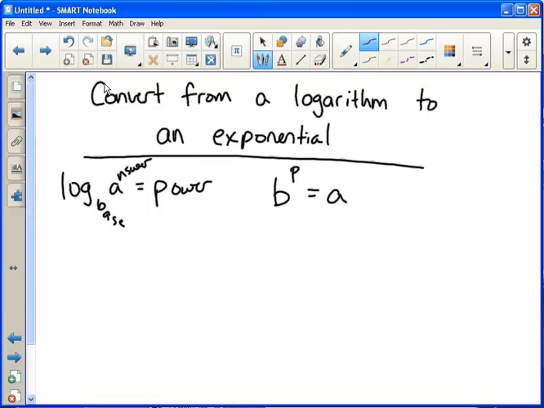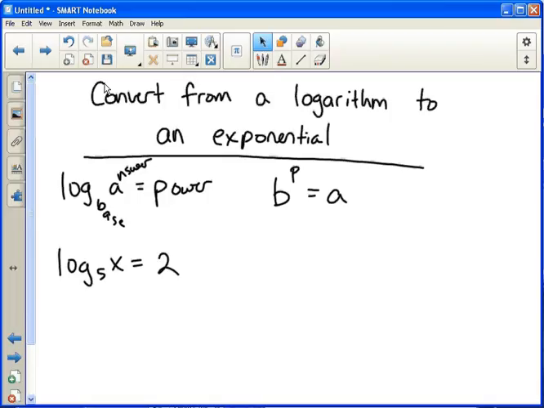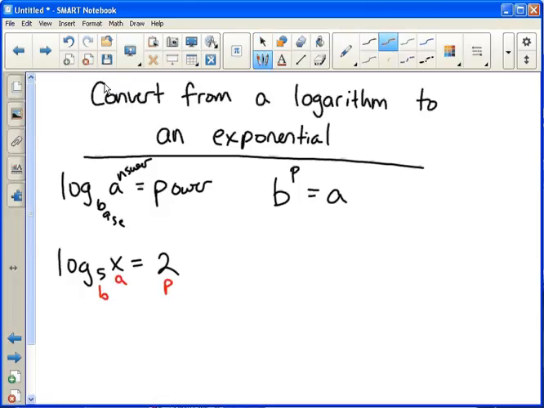So for example, let's say we have log base 5 of x equals 2. If you look at the pieces we defined, this would be our base, this would be our answer, this would be our power. So when we rewrite it, we put 5 as our base, we put 2 as our power, and we put x as our answer.